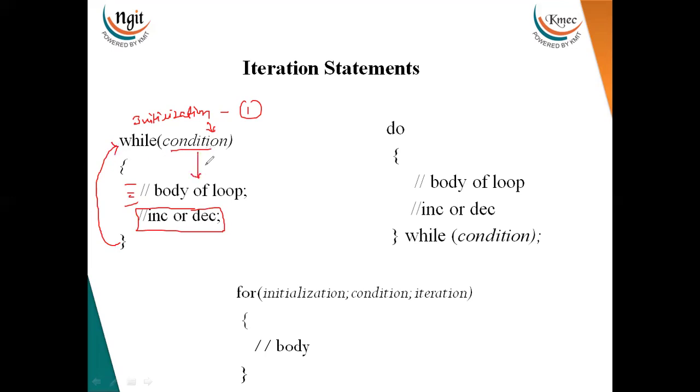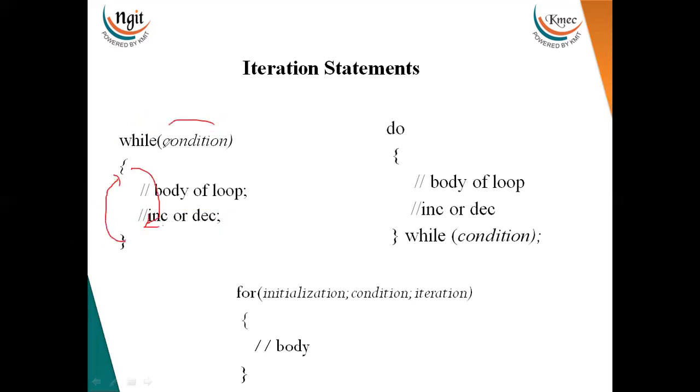If it is true, I will repeat the same procedure, execute the body of the loop and then increment or decrement, then iterate the loop and again check the condition. So this is a way I'm going to execute this block of statements repeatedly until the condition becomes false, right? In case of while, it is called an entry checking loop. If the condition is true, then only we enter into the block. Otherwise, we never enter into the block. That's why this is called an entry checking loop.